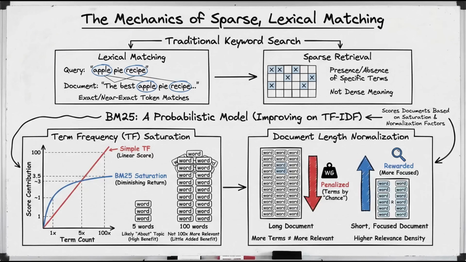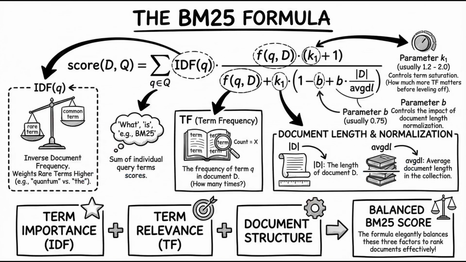At the heart of modern search engines lies a powerful mathematical framework called BM25. It determines how relevant a document is to your search query by calculating a total score, which is the sum of scores for each individual term in that query. To understand how it works, think of it as a balance of three primary components. First, we have the inverse document frequency, or IDF. This acts as a filter for importance. It gives higher weight to rare, meaningful words while penalizing common filler words like the or is, which don't help much in finding specific content.